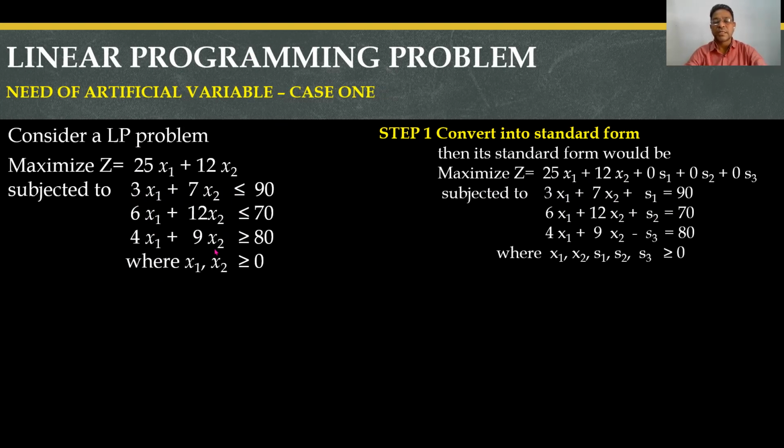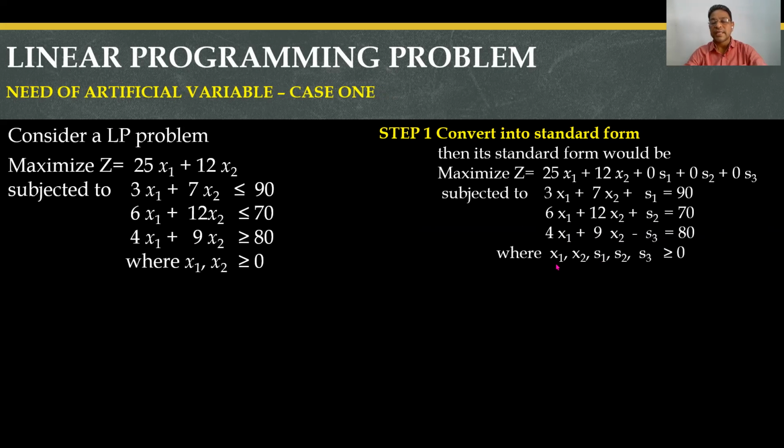But in the third constraint we cannot write a plus sign here because the left hand side is greater. So since the left hand side is greater than the right hand side, we have to subtract something. That something subtracted is called the surplus variable. So s3 will be called the surplus variable, and it will be subtracted from the left hand side to make it an equation.